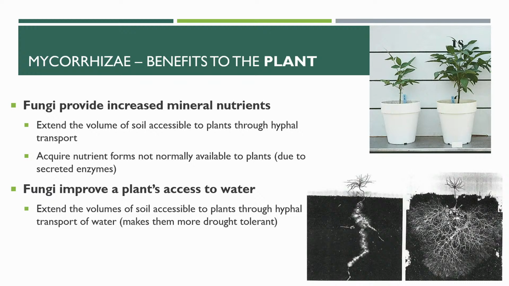Because plants need water, they need nutrients, so this helps also extend the volume of soil that's accessible to the plant through hyphal transport of water. So here you can see what it looks like underground. Not only do you have this plant root system, but you also have this hyphal system that gives the plant an extension to reach more nutrients and water.